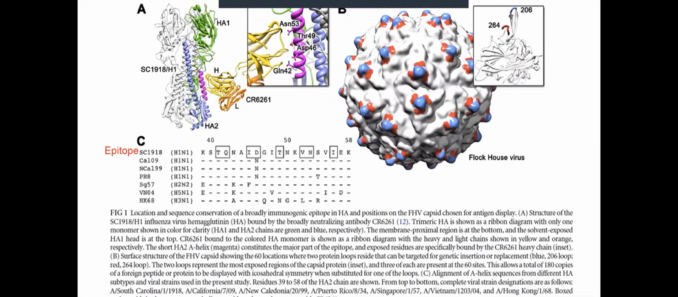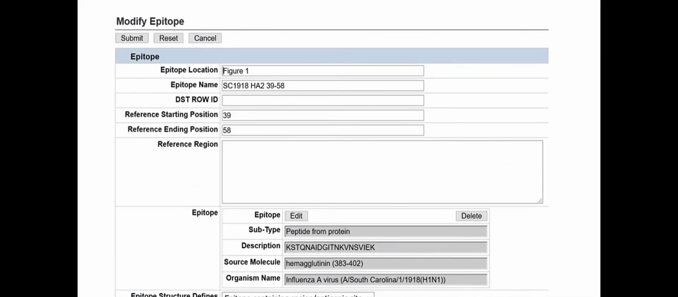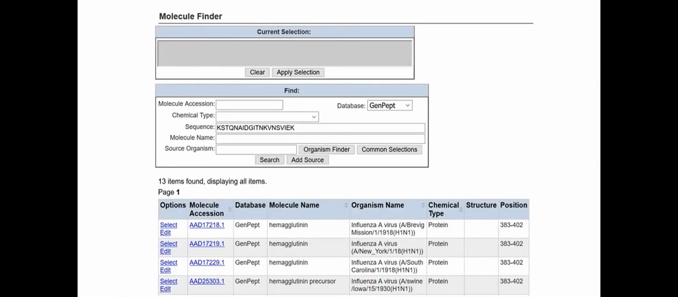The epitope structure, whether peptidic or non-peptidic, must be clearly provided in the manuscript or in a reference. Figure 1 in the paper provides a sequence of the 20 amino acid peptide found in the hemagglutinin of the 1918 flu. The epitope sequence is entered into the epitope field of the IEDB curation application. Each naturally occurring epitope is then assigned a source. The edit link accesses the molecule finder, which is used to find sources with 100% sequence match to the epitope. The molecule finder contains a subset of the entries you would find in GenBank and is continually amended as new sources are needed. In this case, multiple GenBank accessions contain the epitope sequence and the most appropriate is chosen.